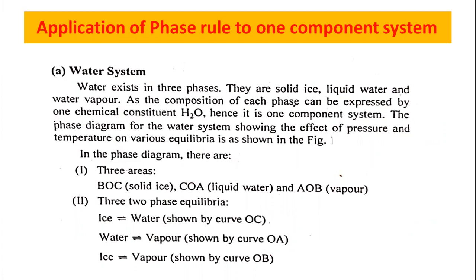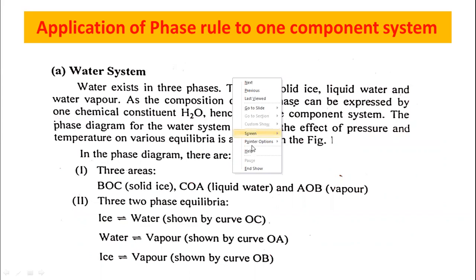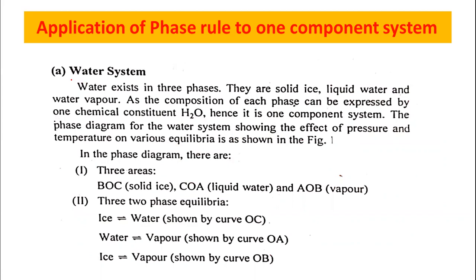Application of the phase rule to a one component system with the help of the phase diagram. So let us take the example of a one component system. The water system is a one component system, because water is an example of a one component system. We know that water exists in three phases. So let us represent the three phases of water: the solid water, that is ice, the liquid water, then the vapor water.